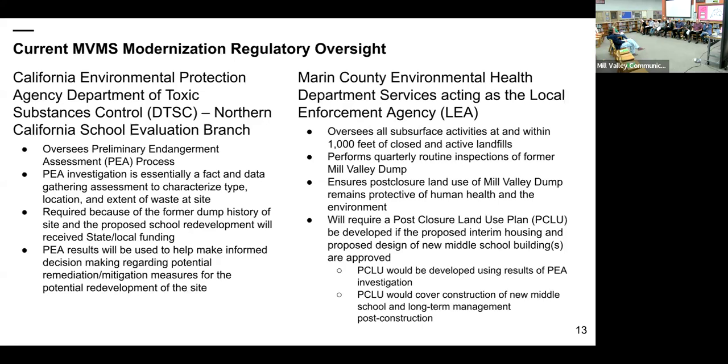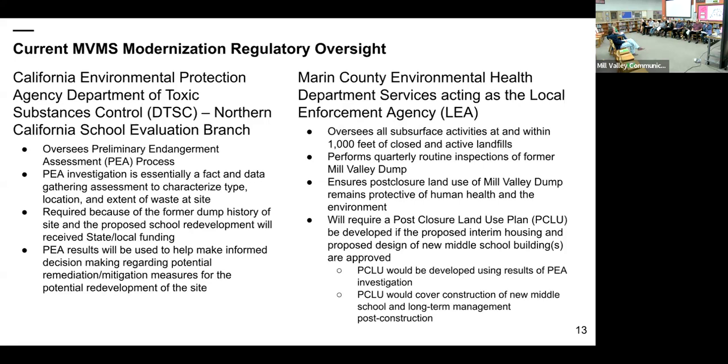Their oversight also includes providing comments and reviewing reports for the proposed investigation, to make sure that we are looking for everything that could potentially be on the site. And ultimately, the investigation and the data will help prepare a post-closure land use plan that the LEA will require, which details the proposed development and any remediation or mitigation measures required to ensure the safety of the public, the community, and the environment during construction and long-term post-construction.